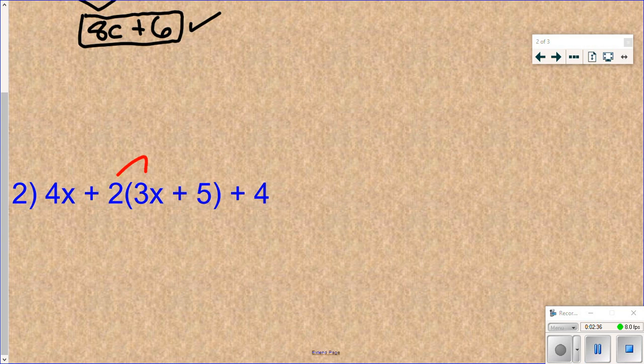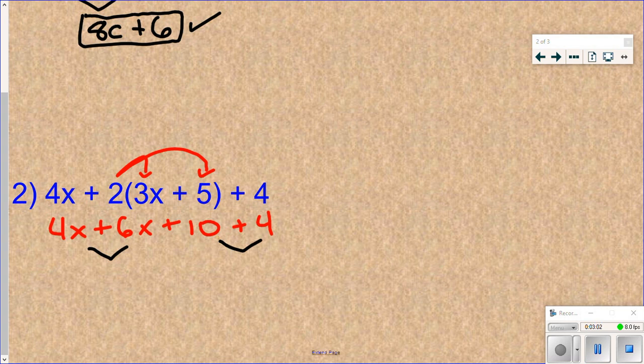So distributive property here again. And I told you there wasn't going to be any negatives or subtraction in here. So I'm going to bring down the 4x. Multiply 2 times 3x, I get 6x. Plus 2 times 5 is 10. And then I bring down the plus 4. Now in this one, I'm going to combine like terms. I can combine the 4x and 6x, and I can also combine the 10 and 4 together. So the 4x plus 6x is 10x, and the 10 plus 4 is positive 14.